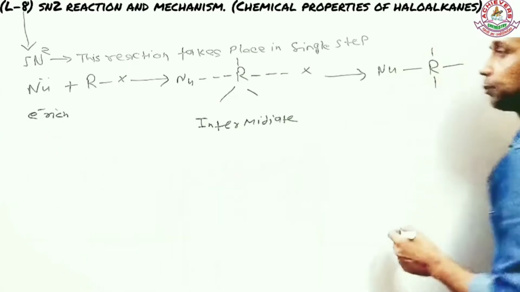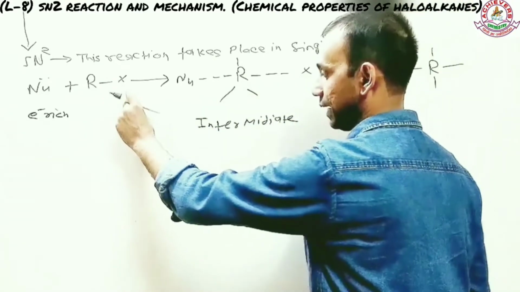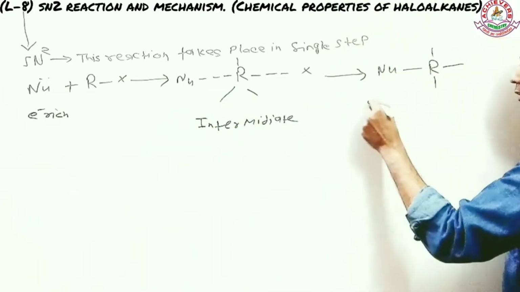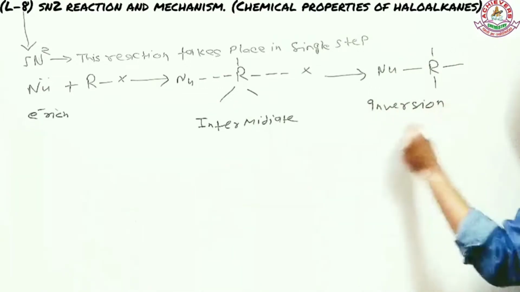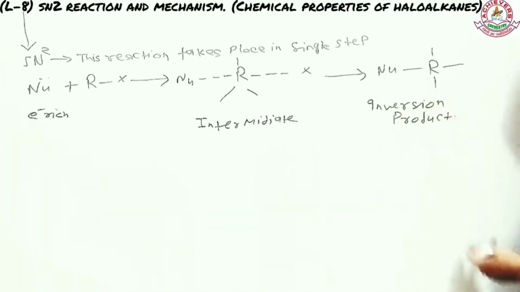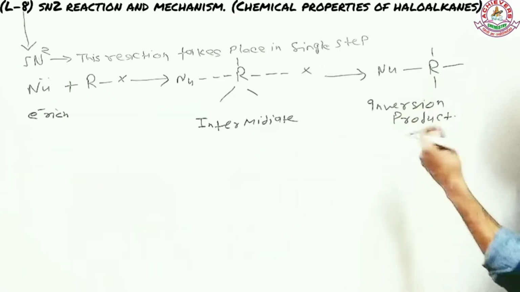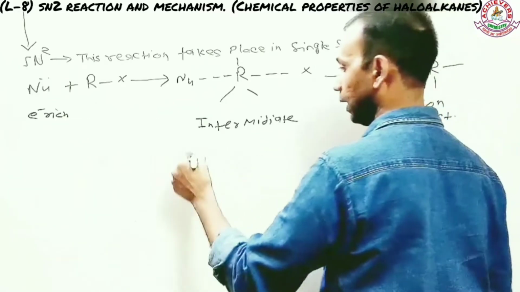So this is how the product is formed. But the difference is that the halogen was on the right side, but now the nucleophile is on the left side. So this product is called the inverted product, or inversion. This is called an inversion product. Why? Because the configuration of the carbon has reversed as compared to the previous one. So let me write that statement here.